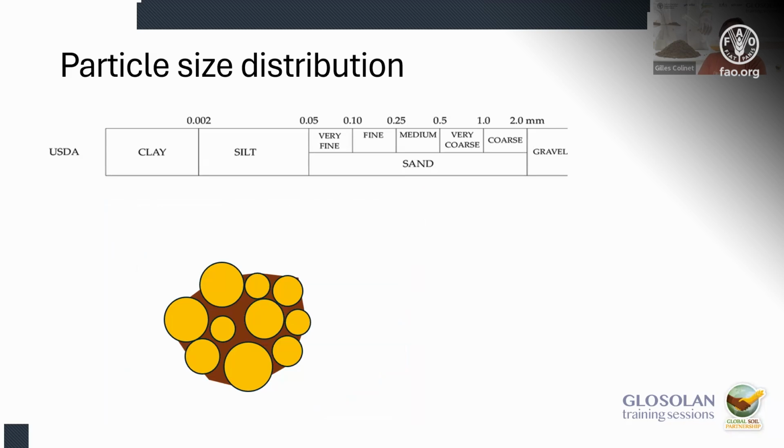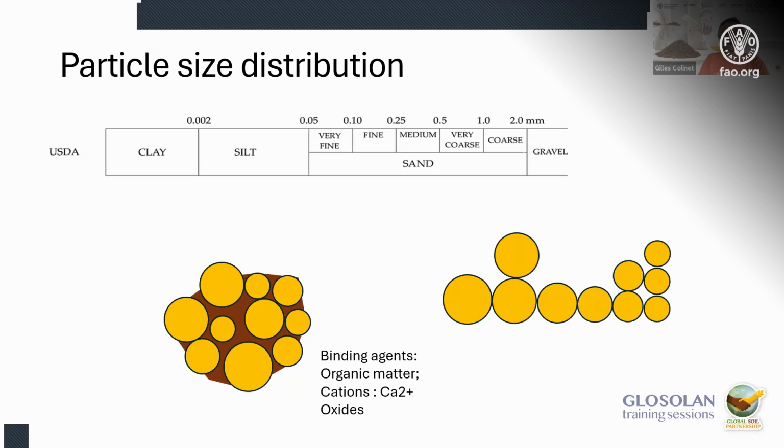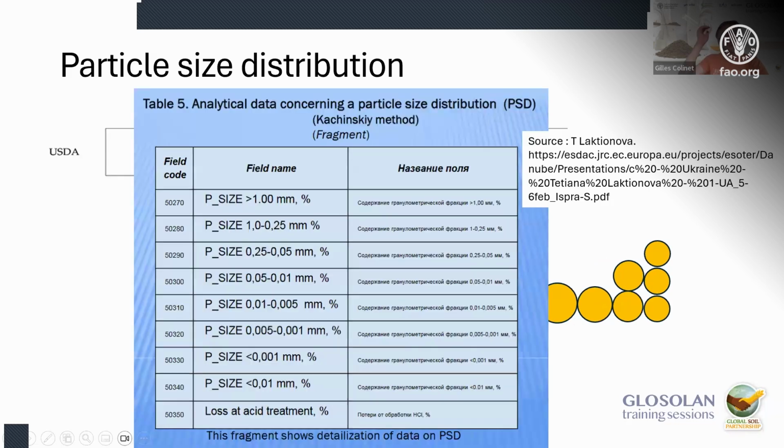So if we take, for example, an aggregate with different sizes of mineral particles, the binding agent in brown here could be organic matter. It can be cations, it can be oxides, depending on the place where you are. And the idea of the particle size distribution is to completely eliminate the cement between these particles and to classify them according to their size.